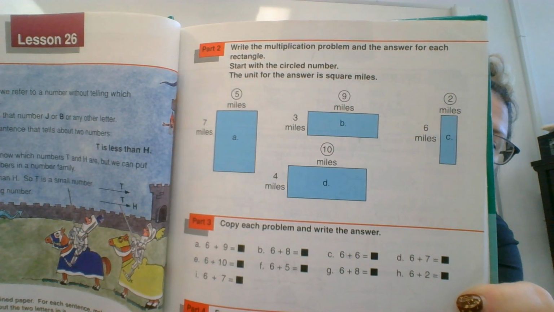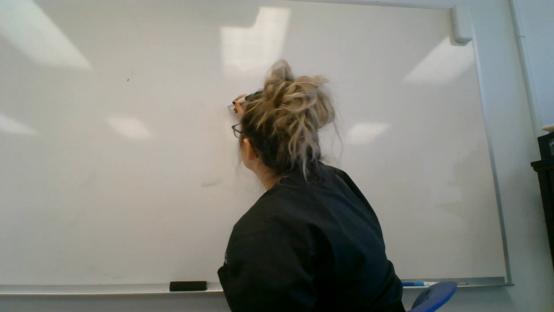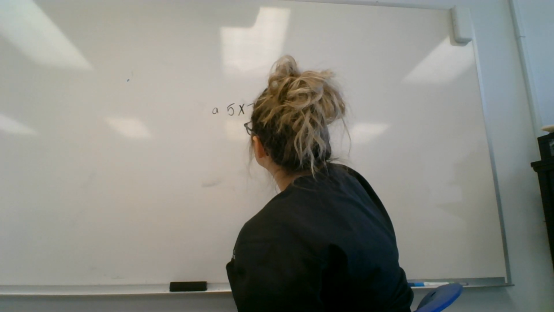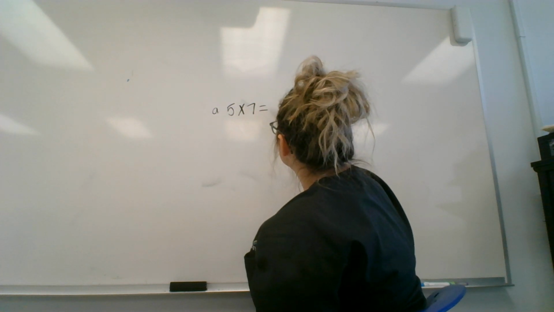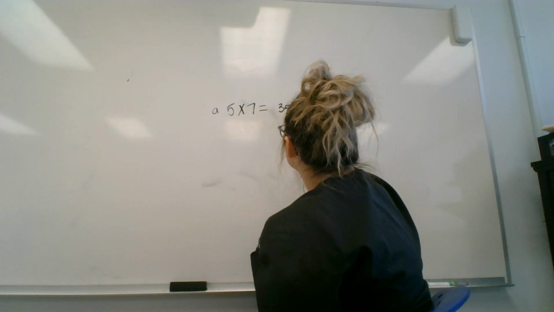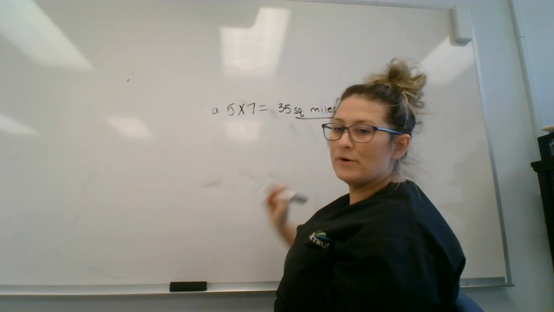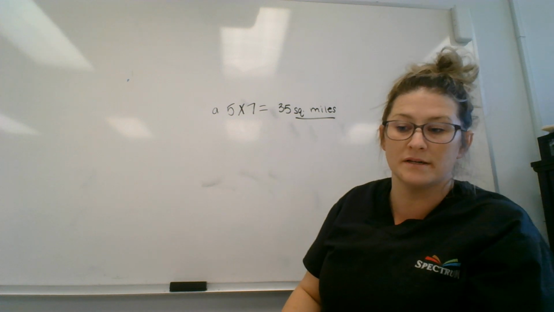5 miles. So to figure out how many squares are in that rectangle, I'm going to put a 5 down first. 5 times 7 equals 35. 35 what? 35 square miles. Remember, don't forget to put your labels. Those are very important.